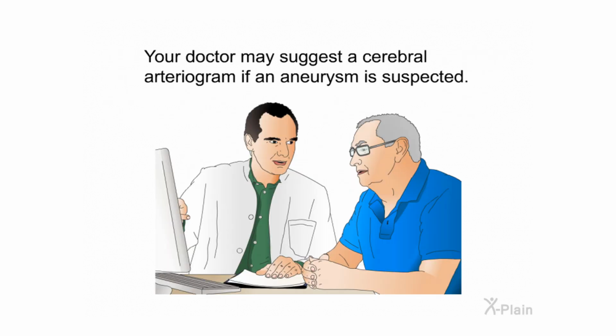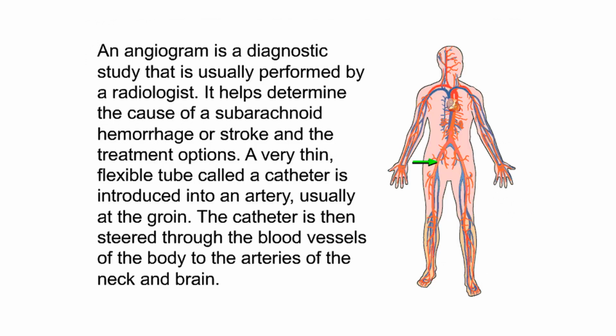Your doctor may suggest a cerebral arteriogram if an aneurysm is suspected. An angiogram is a diagnostic study that is usually performed by a radiologist. It helps determine the cause of a subarachnoid hemorrhage or stroke and the treatment options. A very thin, flexible tube called a catheter is introduced into an artery, usually at the groin. The catheter is then steered through the blood vessels of the body to the arteries of the neck and brain.